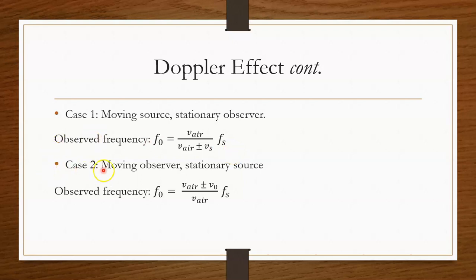And in case 2, or the second case, where the observer is moving while the source is stationary, the observed frequency f_o is equal to the speed of sound in air plus or minus the speed of the observer, divided by the speed of sound in air, and then times the frequency of the source.